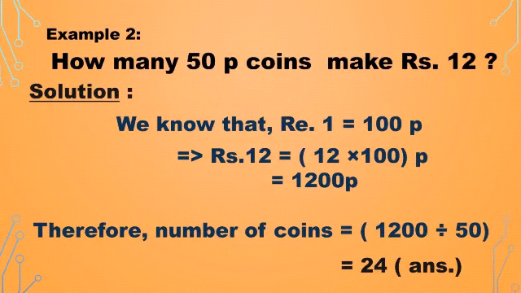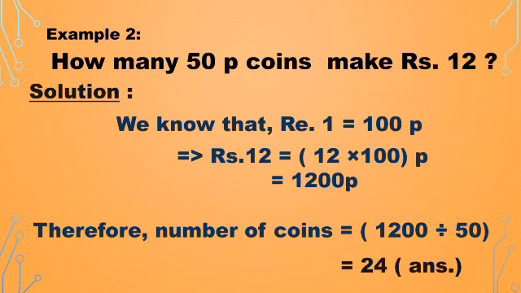This is our second example. It is also the same. How many 50 paise coins make 12 rupees? So first of all, what we need to do is convert rupees into paise. So 12 rupees equals 1200 paise.